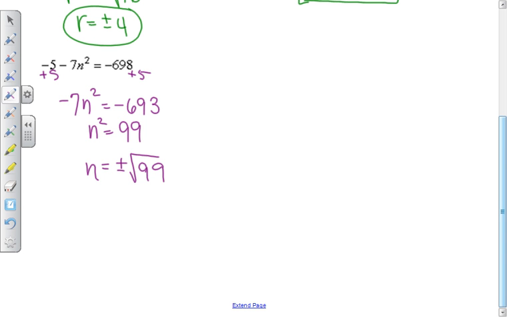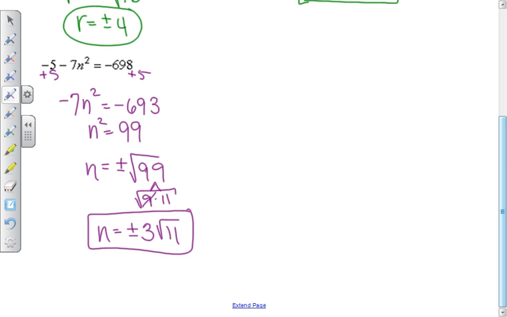Now, I can see that 99 is 9 times 11. Remember, those are still under the square root. So I can take the square root of 9. So n is equal to plus or minus 3 square root of 11. Can't take the square root of 11, and so I leave it, and that becomes my exact answer.